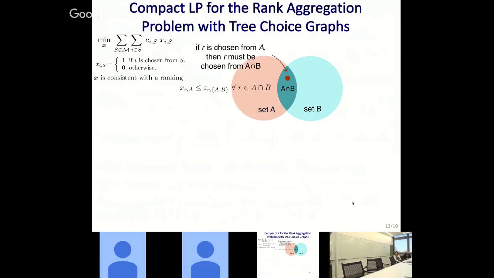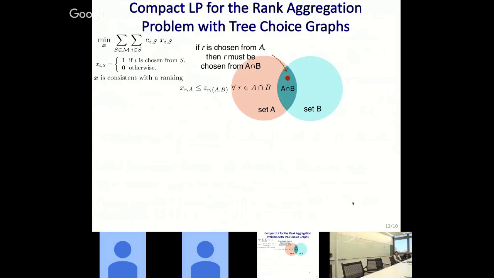All I want to show you is what kind of inequalities these constraints impose. If you look at any two sets, A and B, and a point R in the middle, if x is chosen consistent with a ranking, and this point R is chosen from the set A, so it is the top-ranked item in A, it must also be chosen in the set A intersection B, because it must also be the top-ranked item there, since it's a smaller subset. So we can write this if-then statement as the following inequality.